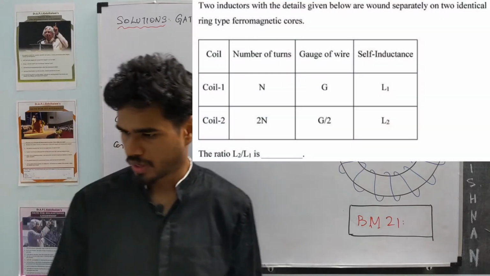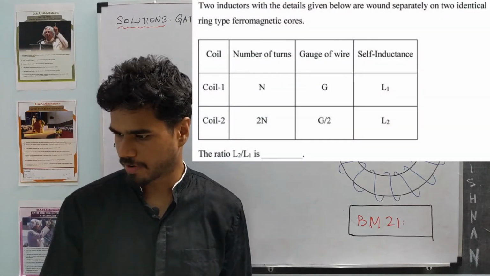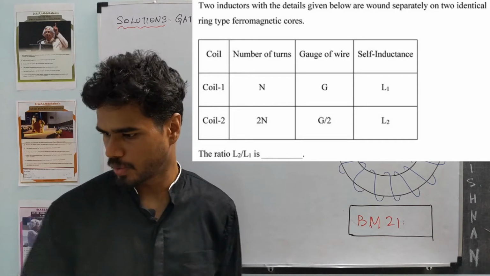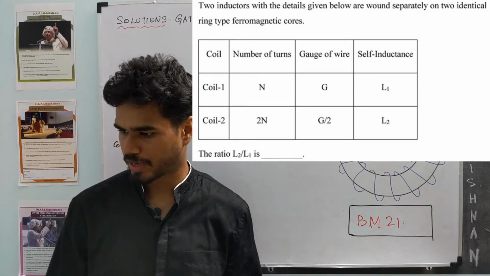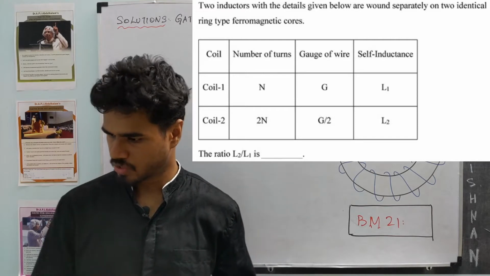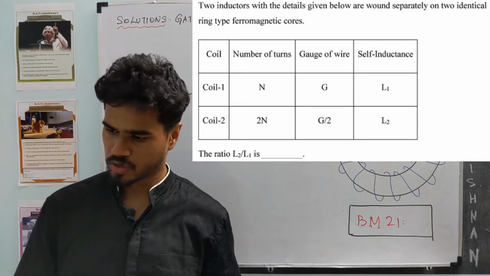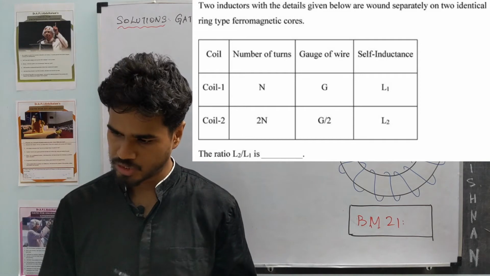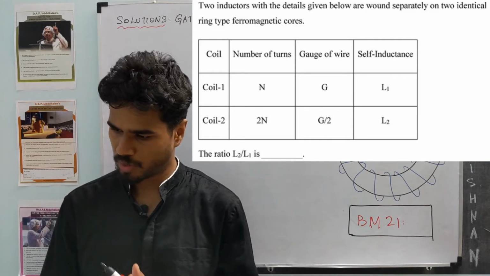Question 21. Two inductors with the details given below are wound separately on two identical ring type ferromagnetic cores. Number of turns, gauge of wire, and self-inductance for coil 1 and coil 2 are given. The ratio L2 by L1 is.